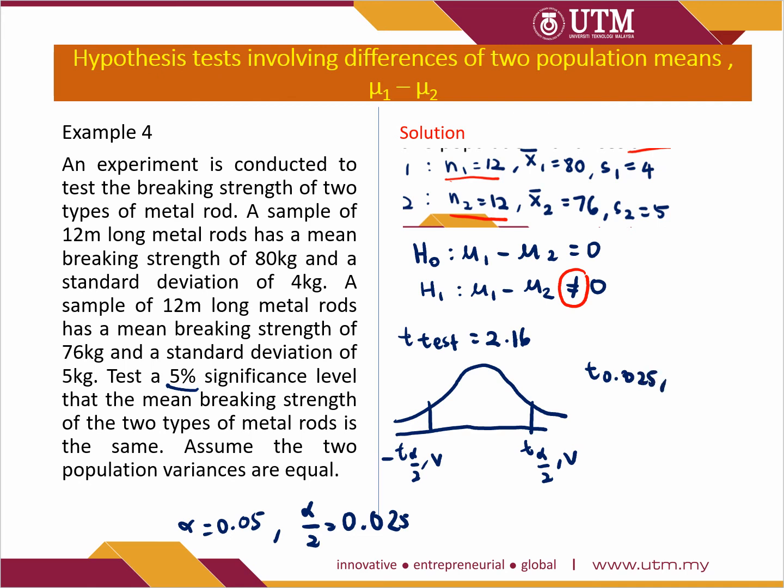And V is given by the formula N1 plus N2 minus 2. So here it would be 12 plus 12 minus 2, which is equal to 22. So this is our degree of freedom. Using the table, you will get the value of this, which is equal to 2.074.